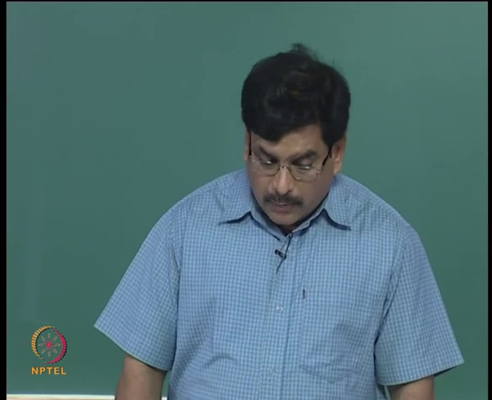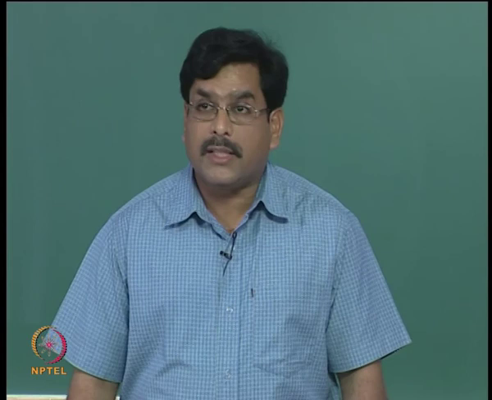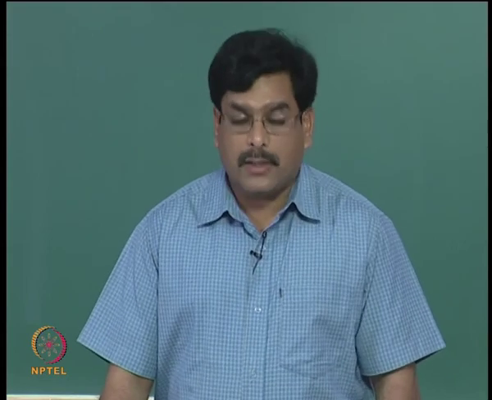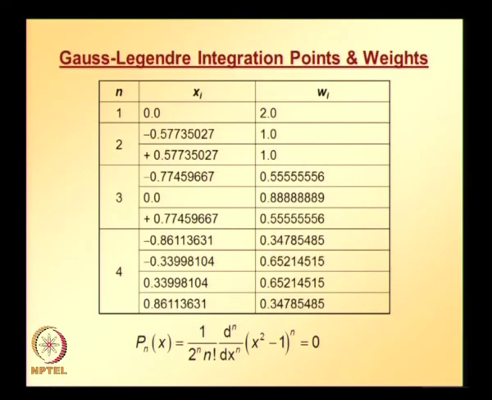So why is it called Legendre? It can be shown that these locations, that is the abscissas, are roots of the Legendre polynomial. That is why it is called the Gauss-Legendre integration rule or Gauss-Legendre rules, or for that matter most of the finite element textbooks refer to this as Gauss quadrature in a very simple form.